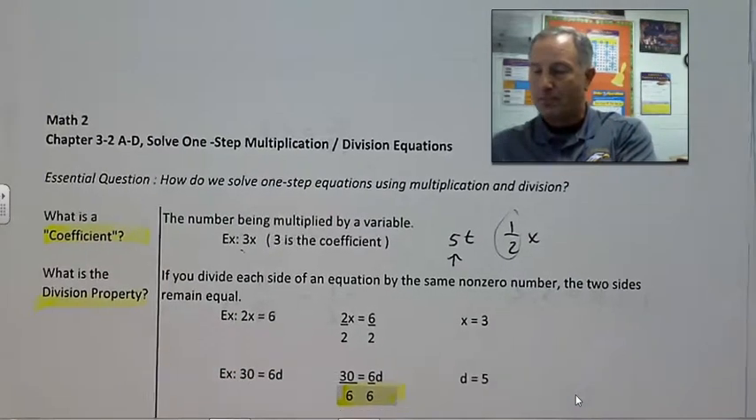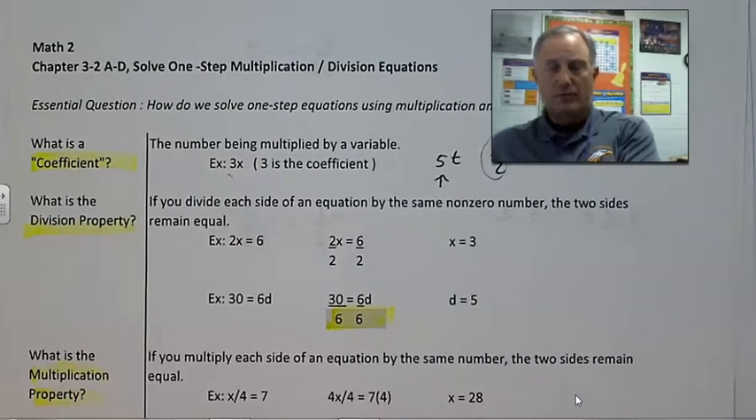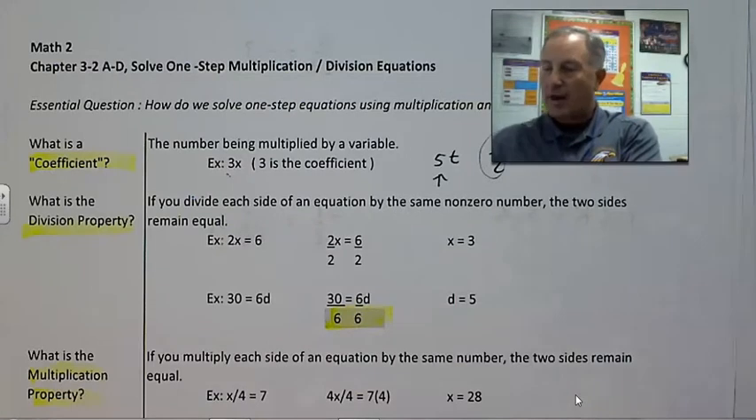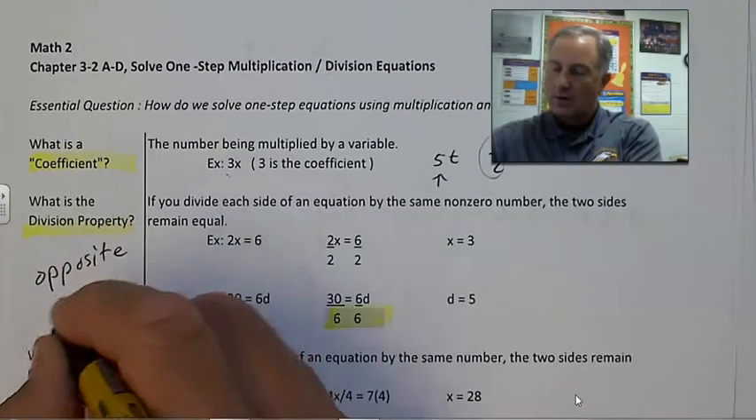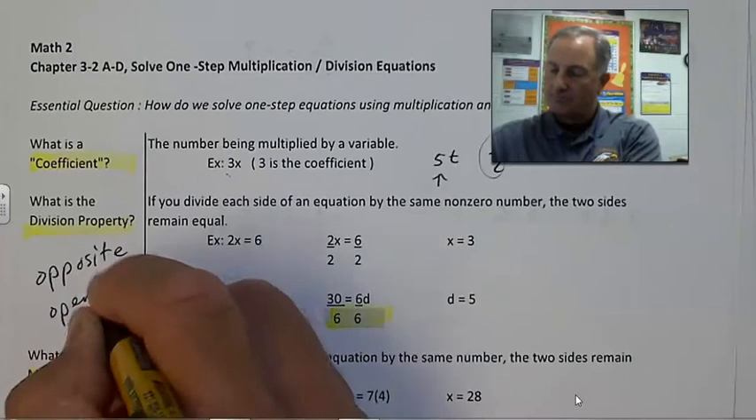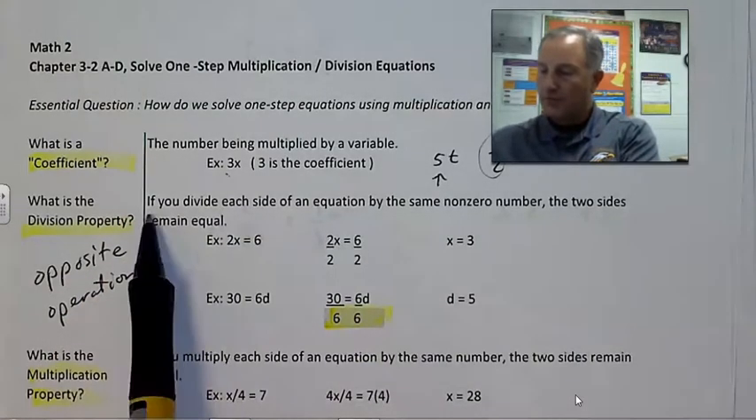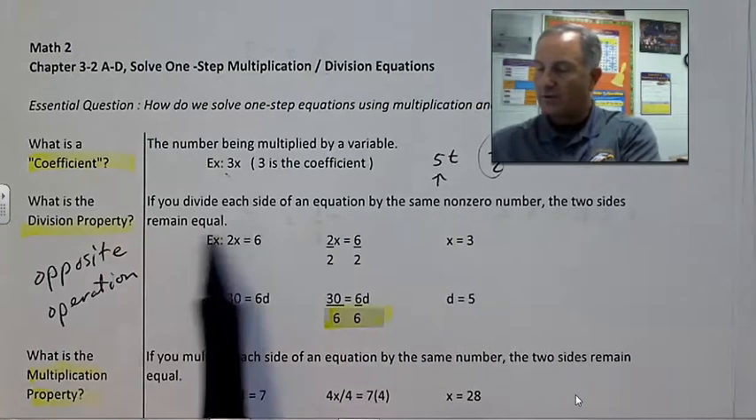Division and multiplication properties fall in line with the same thing we're doing with addition and subtraction. You're thinking opposite operation. So that's what we want to do. If you divide each side of the equation by the same non-zero number, then the two sides remain equal.